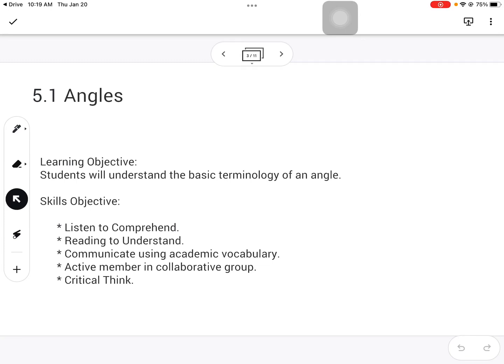Welcome. All right, today we're going to talk a little bit about angles as we move into trigonometry. So let's get our notes out and get going.